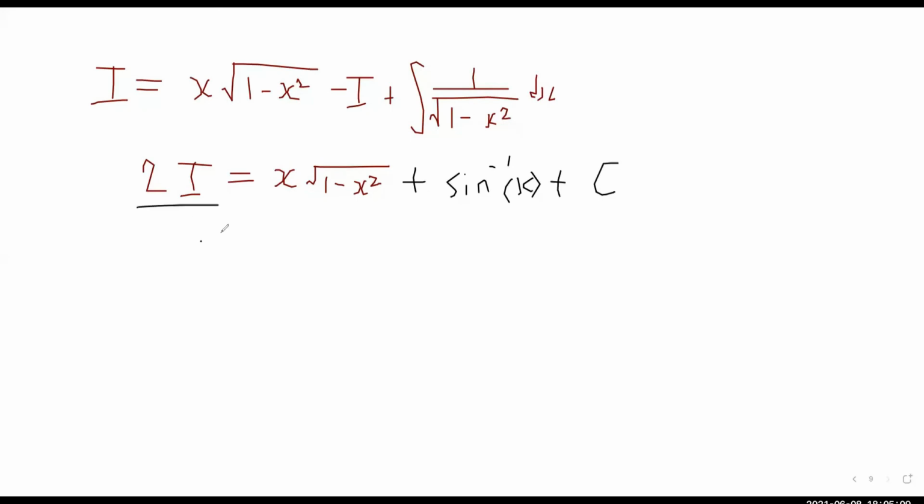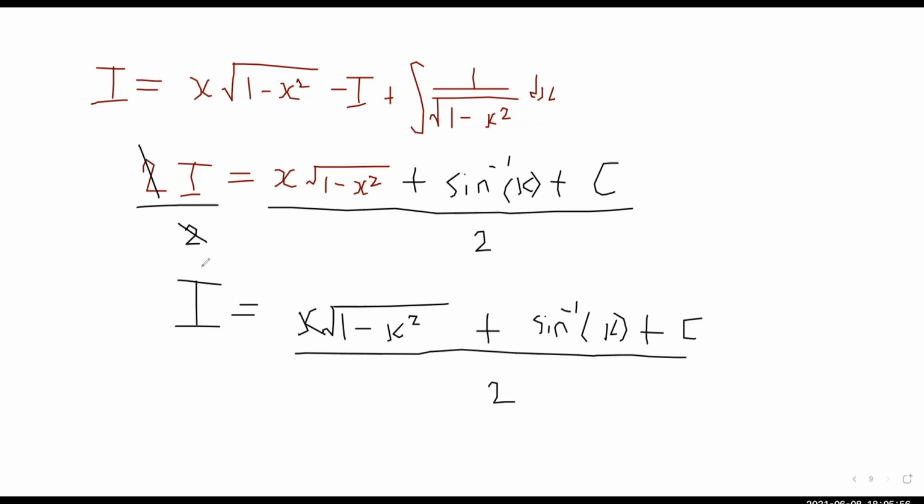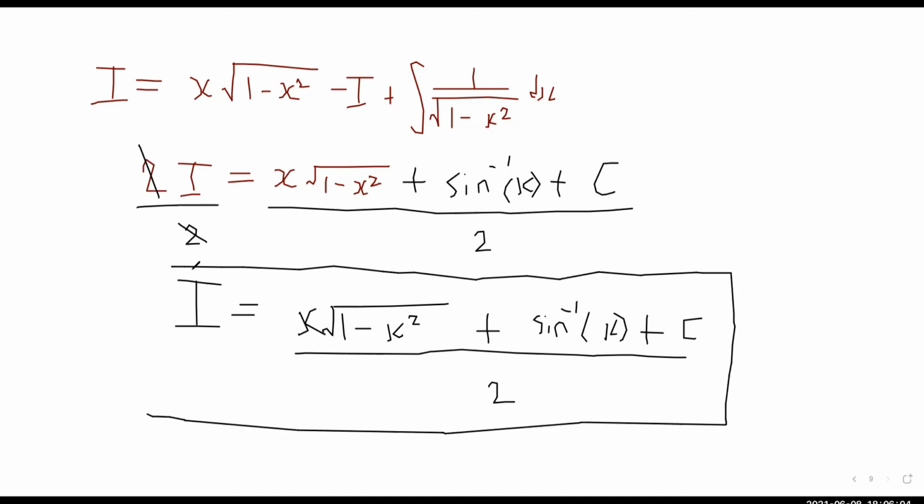Then we're going to divide both sides by 2. Now we get the formula, because this 2 cancels this 2. So what we end up getting is I is equal to x times the square root of 1 minus x squared plus sine inverse of x plus the constant c, and this is all being divided by 2. All right, nice. So that's how we get the formula for I. 2 marks, that's just 2.